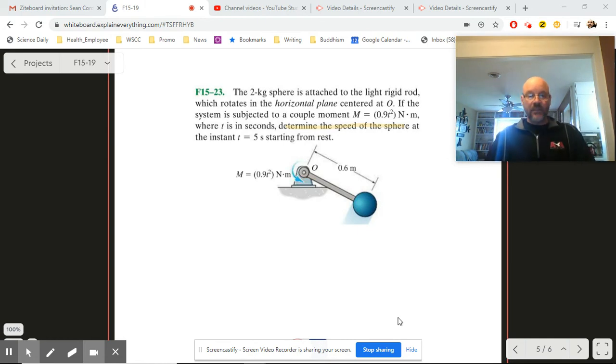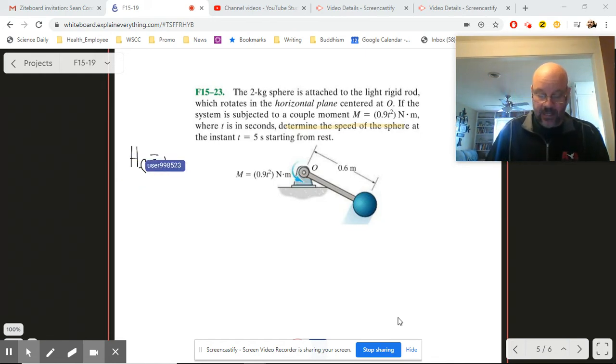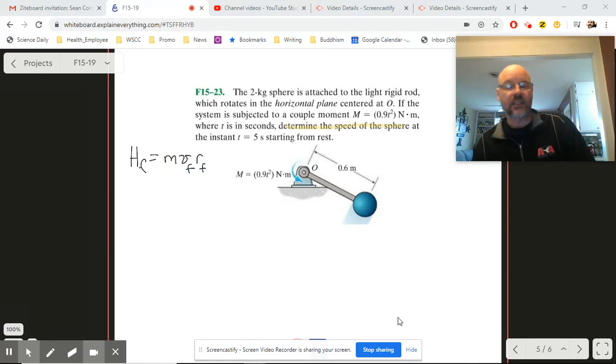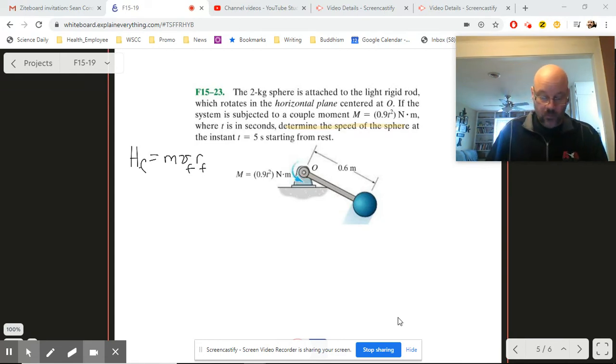Okay, so find the speed. This means that just like before, in the end, what we're going to be looking for is some sort of final angular momentum. And that final angular momentum is going to be a mass, velocity, and a radius. Just like that. Everything is just the same. And just like before, the real key to doing this is going to be to find the impulse. And the impulse is our integral of M dt.